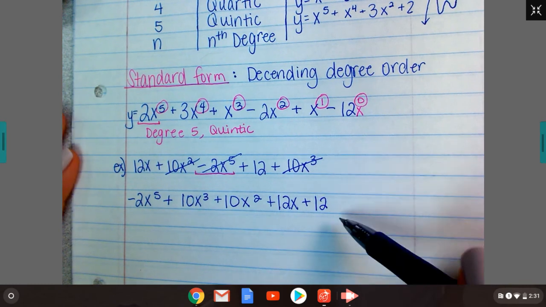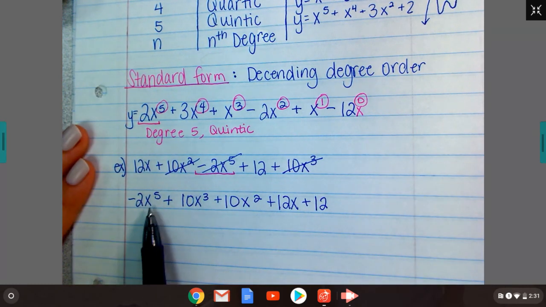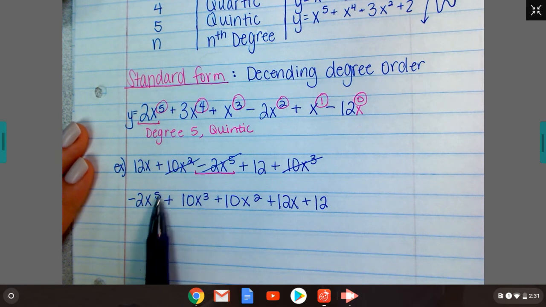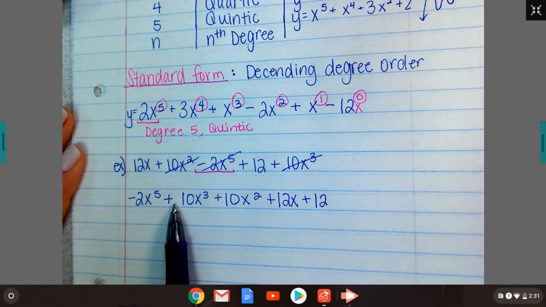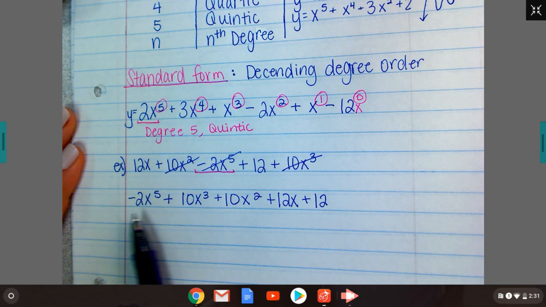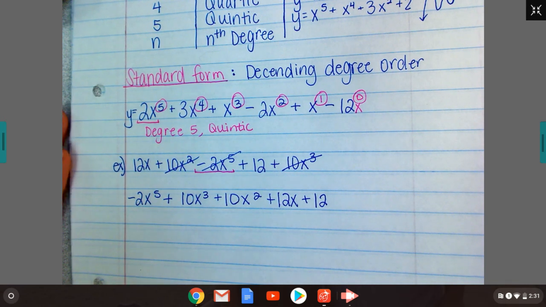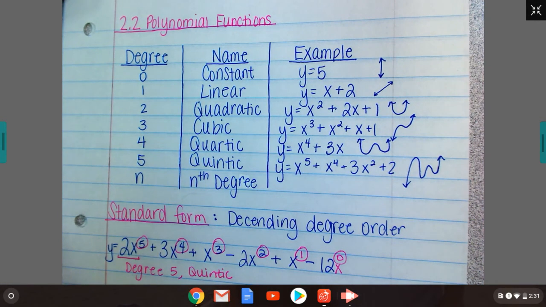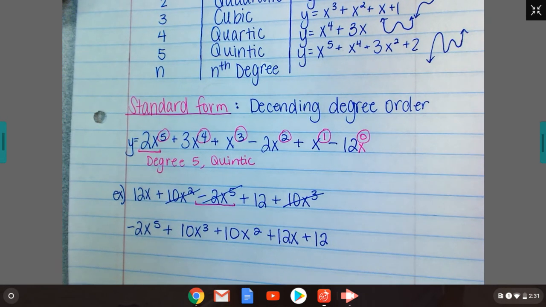So now I'm in standard form in descending order. And notice too, I went 5, 3, 2, 1, 0. I didn't have an x to the 4th term, and that's okay. We sometimes don't have all of them. We sometimes only have one. But again, this one is degree 5 and a quintic. So in this section, you should be able to recognize what types of degree there are, name what type it is, and be able to put them in descending order if they're not already.